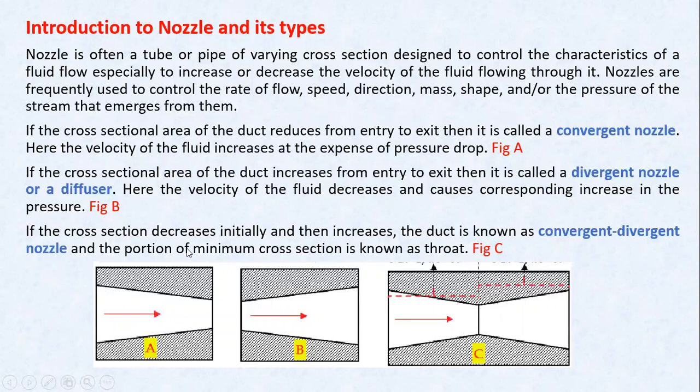Normally, these nozzles are of three types: convergent, divergent, and convergent-divergent. In a convergent nozzle, the cross-sectional area reduces along its length, whereas in a divergent nozzle, or the diffuser, the area from entry to the exit increases. In a convergent-divergent nozzle, initially the area reduces to a minimum and then it increases. The minimum area is known as the throat.